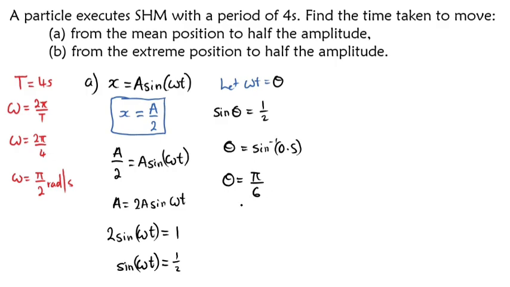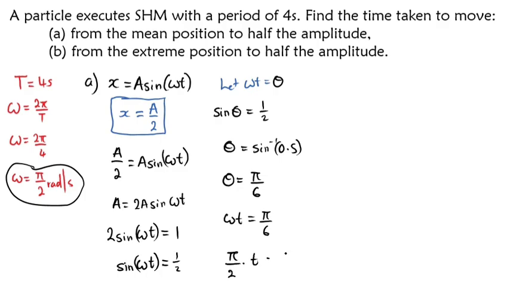Then I can bring back my theta now. Theta was omega t. This is equal to pi over 6. Then again, remember what omega is. Omega is pi over 2. So this will be pi over 2 times t is equal to pi over 6. Like this. If I multiply this entire thing by 6, let's see what we obtain.